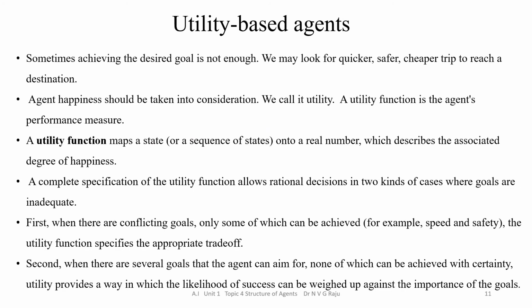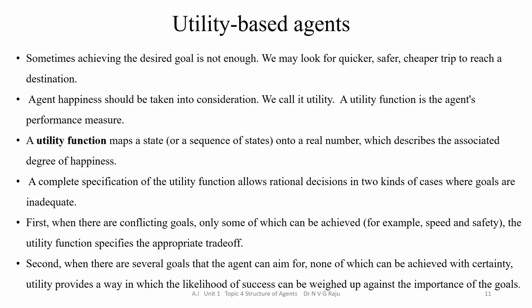Utility-based agents. Sometimes achieving the desired goal is not enough. For example, in a taxi ride, we may want to reach the destination in a quicker, safer and cheaper trip. An agent's happiness should be taken into consideration. We call it utility. A utility function is the agent's performance measure. A utility function maps a state onto a real number, which describes the associated degree of happiness.